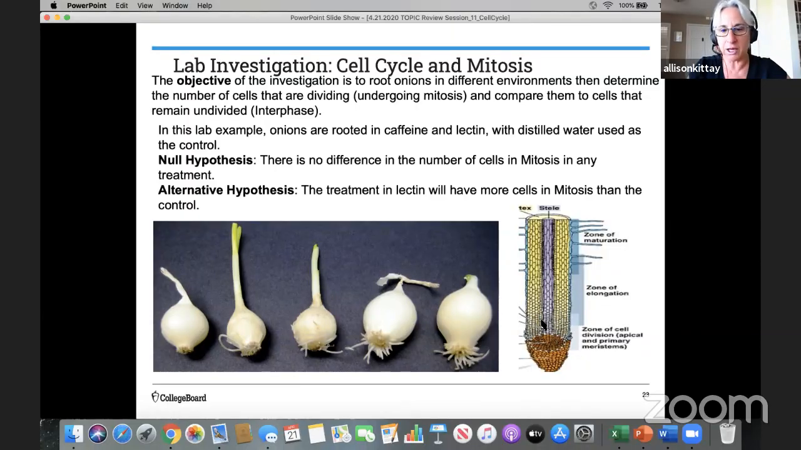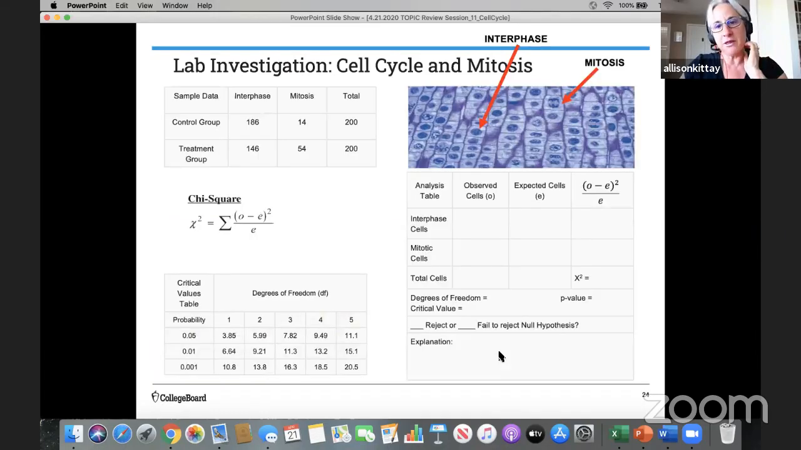Really in this area. And so what's going to happen is students will root these onions, and then we will take a tip of the root and do a squash preparation of the onion root tip and look at it under the microscope and try to identify as many cells as we can that are dividing and not dividing. Okay, got that? All right, so this is what it looks like.